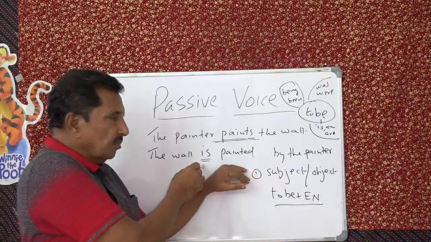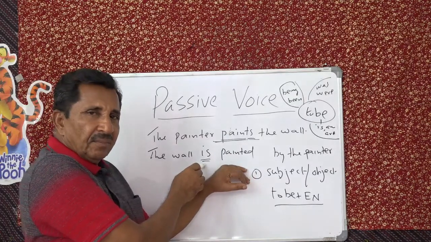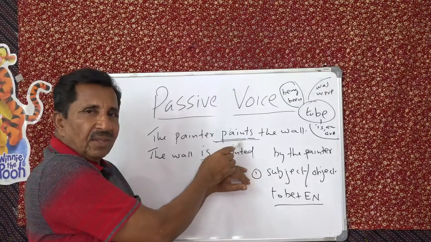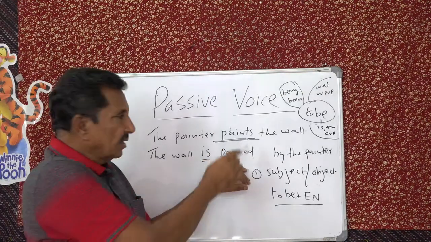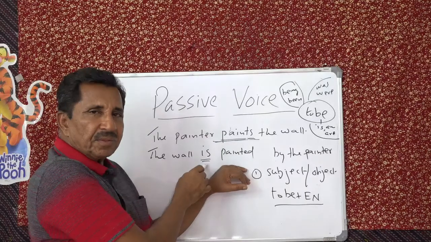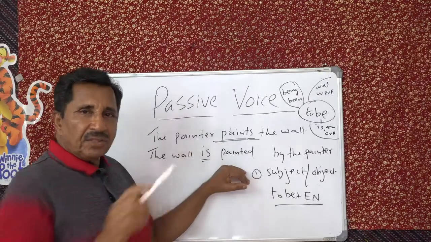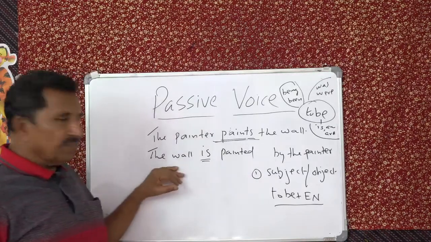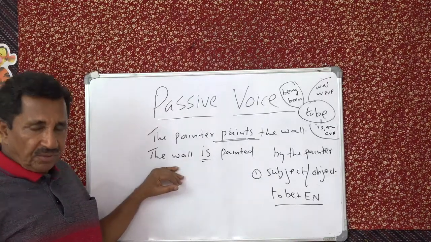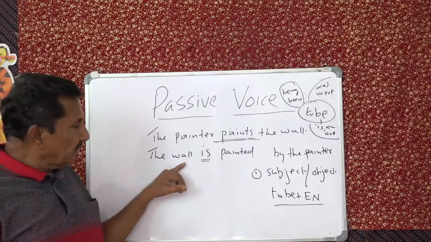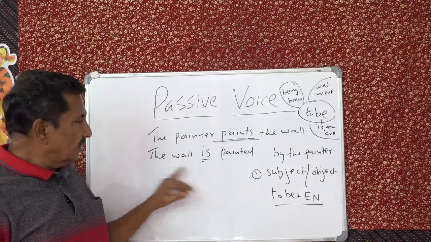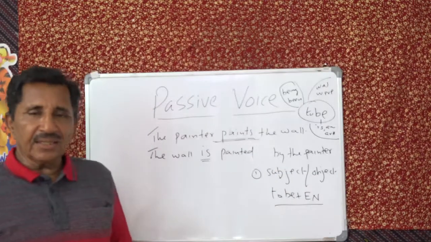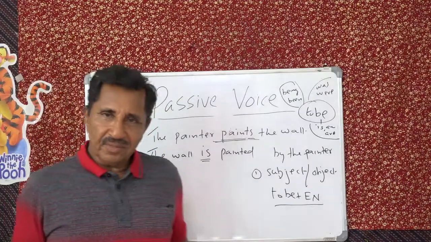Which form of the to be? Present or past depends on the tense of the given verb. This is present and therefore this is present. And in the present you have three forms: is, am, are. Which one? It depends on the subject of the active. This is third person singular, so is. Thus we have the wall is painted by the painter. That is the passive.